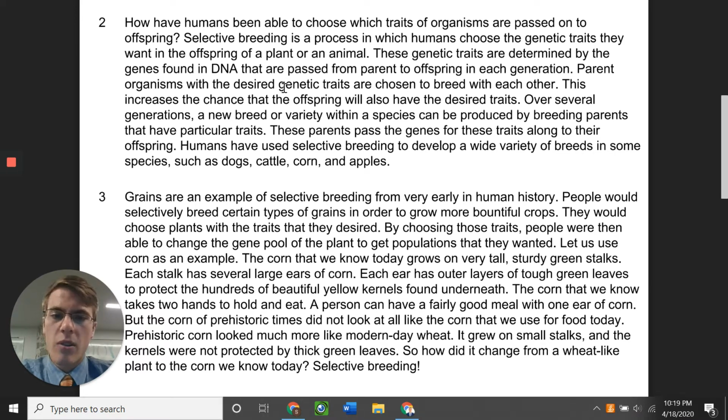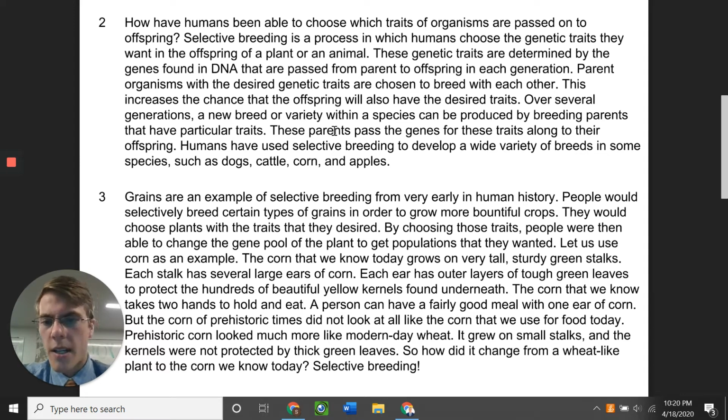Humans have used selective breeding to develop a wide variety of breeds in some species, such as dogs, cattle, corn, and apples. If you go to the market, you'll see lots of different apples, Fuji, Gala, things like that. That's because of selective breeding. Grains are an example of selective breeding from very early in human history. People would selectively breed certain types of grains in order to grow more bountiful crops, or bigger, larger, greater crops. They would choose plants with the desired traits, and using those traits, people were then able to change the gene pool of the plants to get the populations that they wanted.